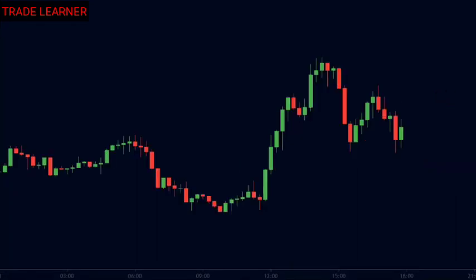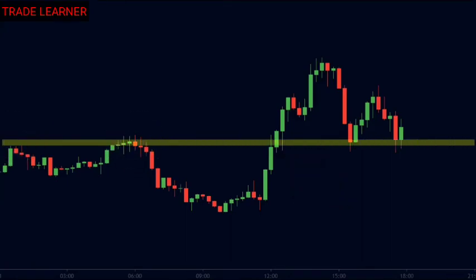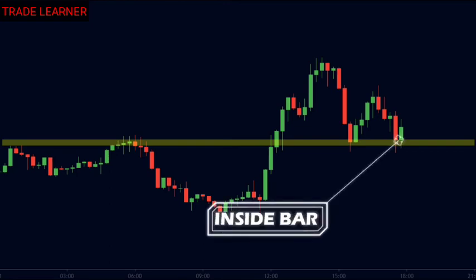Have a look at this chart. Here we can see that price faced resistance 2 times before breaking above the level. And now, it has made a pullback to retest this level again. Hence, we can expect the price to reverse after hitting this level. Therefore, we wait for a candlestick formation. Now, here we see that the green candle is entirely inside the range of the previous red candle. So, what do we call this candlestick pattern? We call it the inside bar candle.